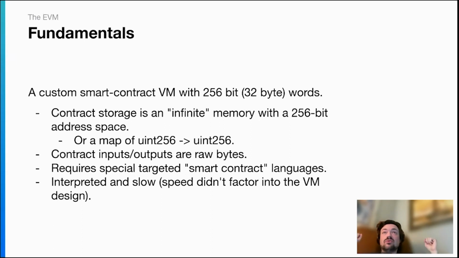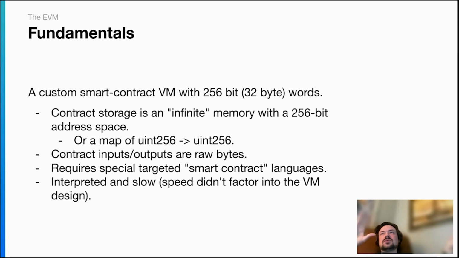Most computers have 64-bit words nowadays, but the EVM went with 256-bit. This is a bit of a mismatch, unfortunately, because when you're trying to execute EVM bytecode on your native architecture, nothing matches. So it makes it very difficult to optimize the EVM or to make a fast EVM. This is one of the biggest problems with it.